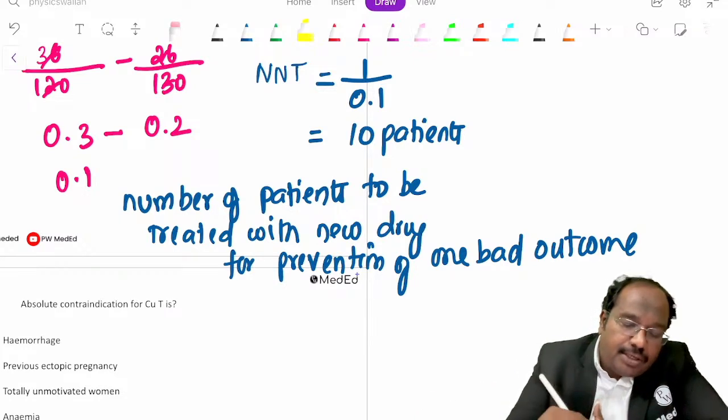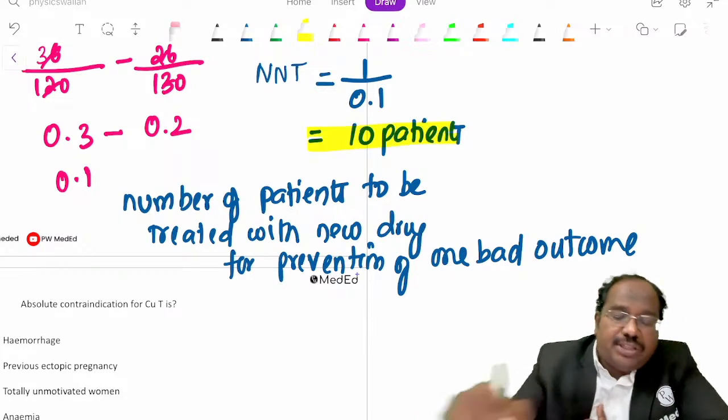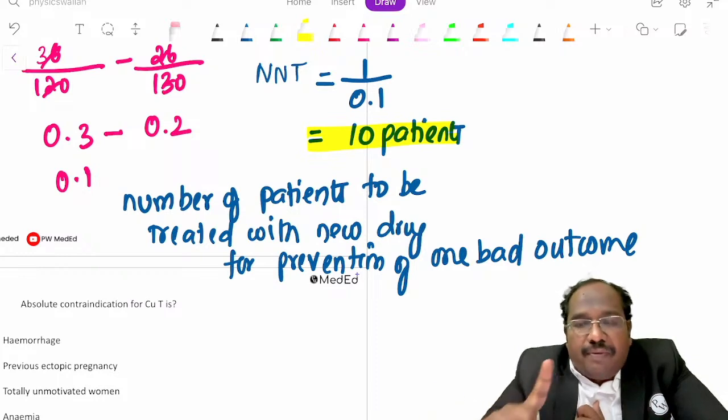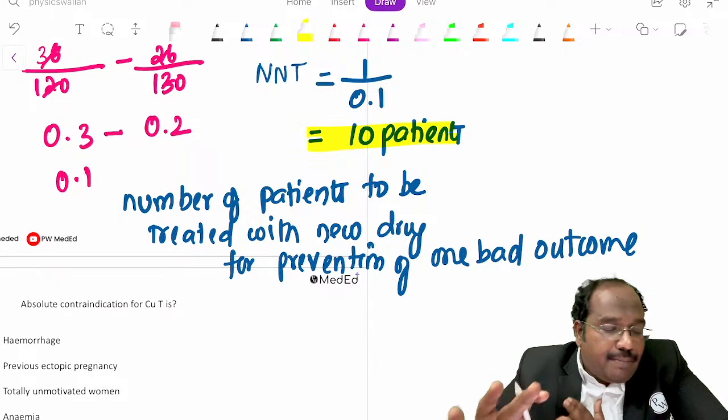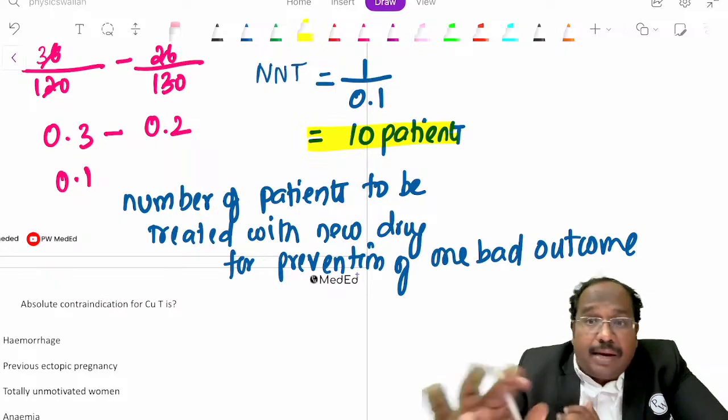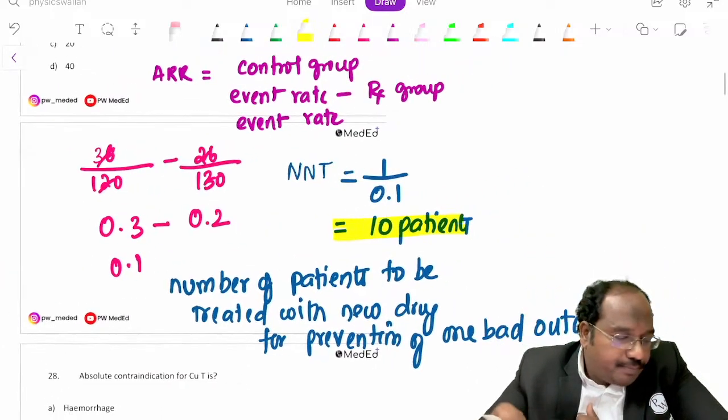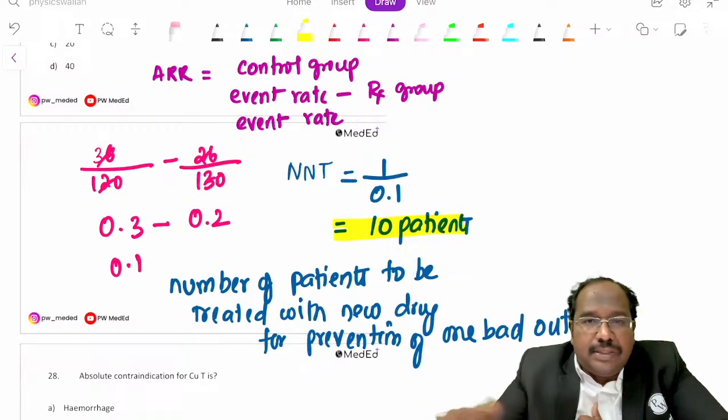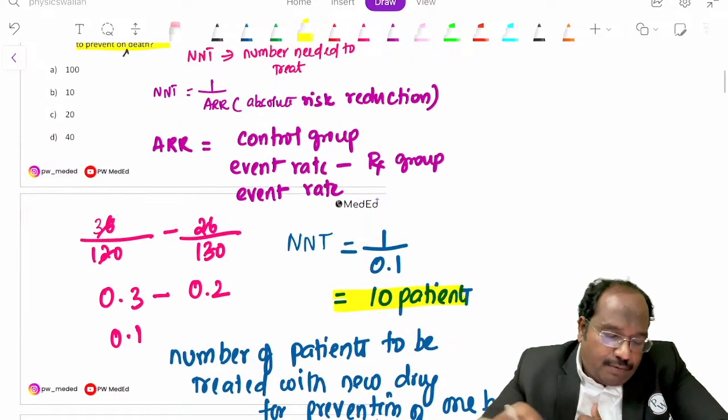So in this question, if you treat 10 patients with a new drug, you can prevent one bad outcome. Here the bad outcome is death. So if you treat 10 patients, one death we can prevent. Okay, fine. Are you able to follow this?